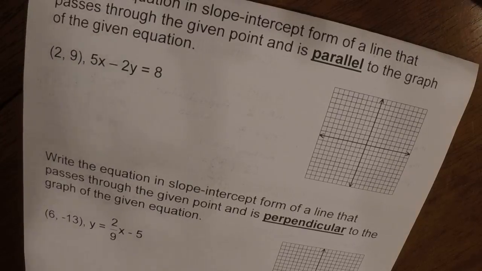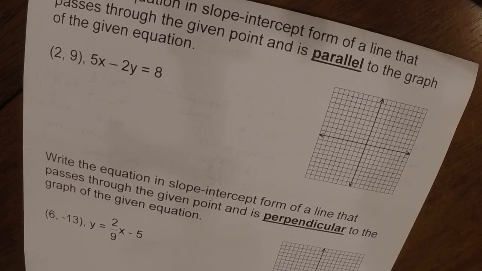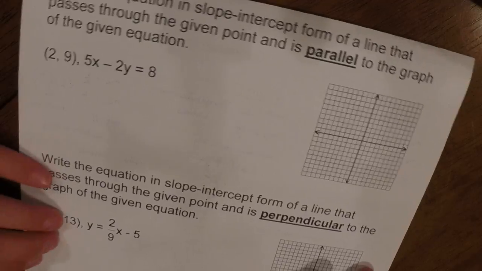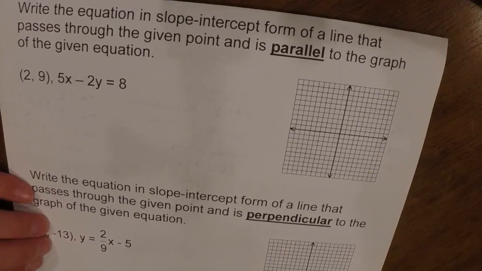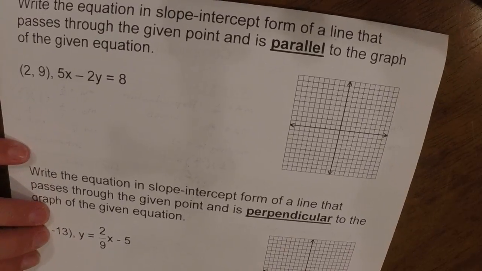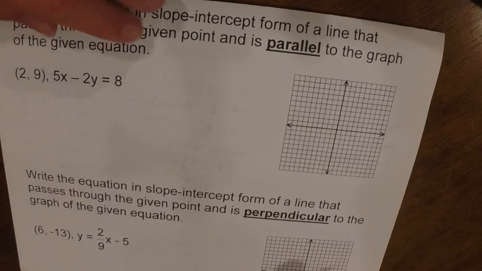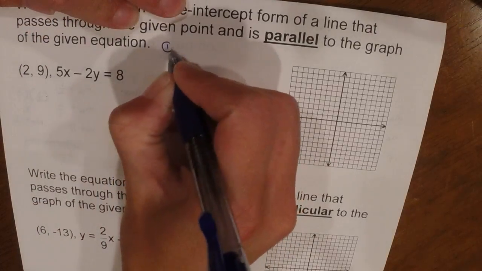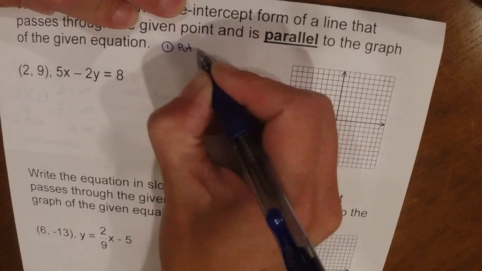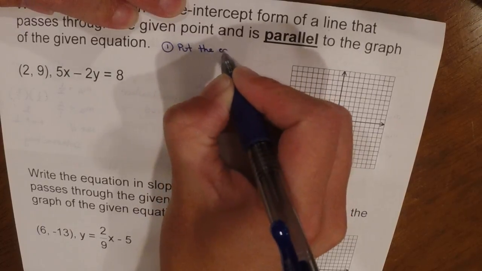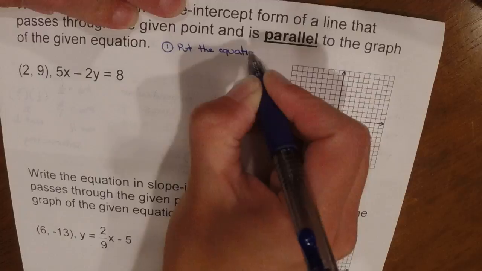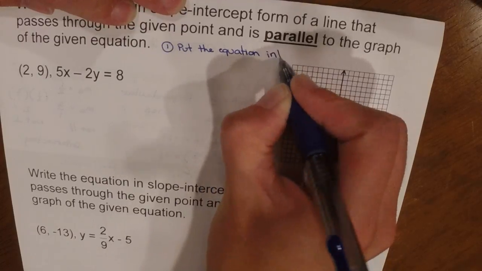Okay, so it says write the equation in slope-intercept form of a line that passes through the given point and is parallel to the given equation. So your first step here is going to be to put the equation that they give you into y equals format.